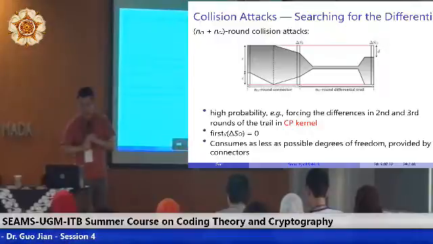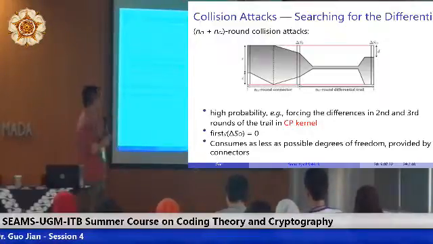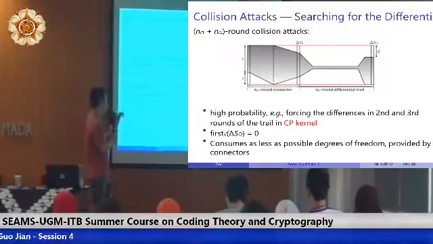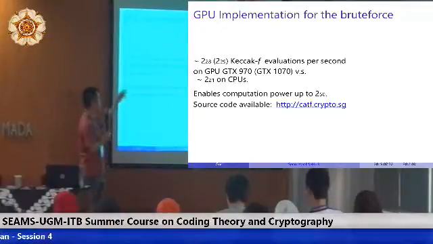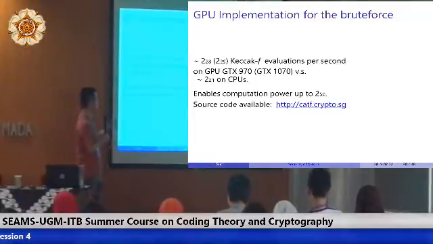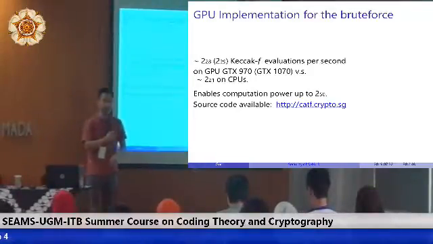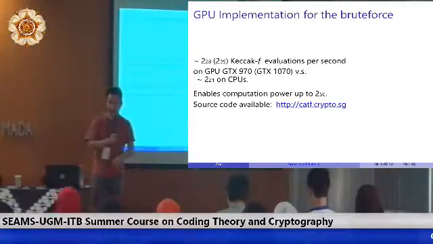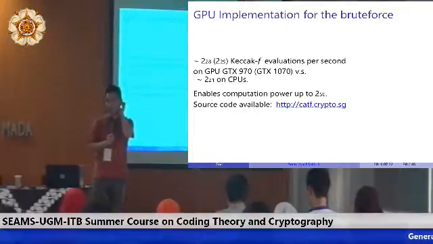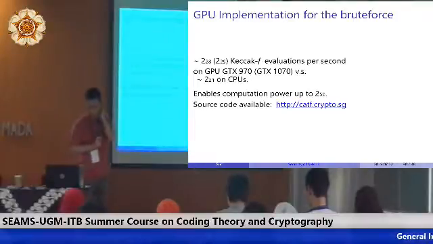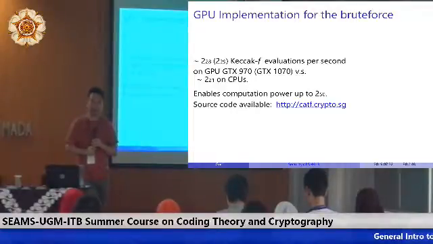And we do this on a GPU implementation. A usual CPU implementation can evaluate roughly 2 to the 21 Keccak evaluations per second. But on a very low-end gaming GPU, we can actually evaluate up to 2 to the 28 or 2 to the 29 evaluations. That's quite a significant speedup. Actually, that's about 100 to 200 times speedup compared with CPUs. And this enables us a computation power up to 2 to the 50.